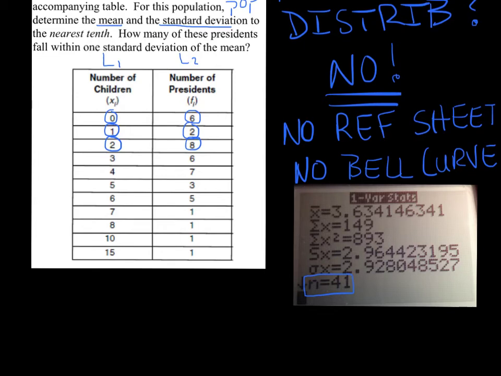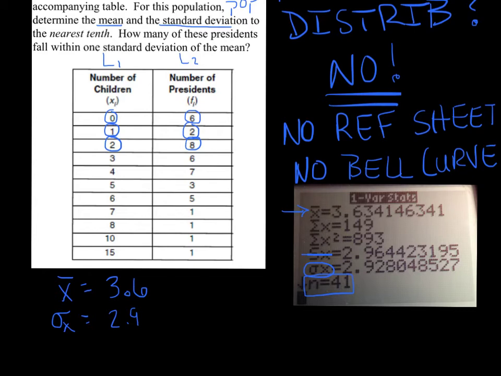We're going to round to the nearest tenth, so I'm going to say that my mean was 3.6, just looking right there. I'm going to say ignore the sample, go to the population. I'm going to say my standard deviation was 2.9. See, you would have got a different answer rounding to the nearest tenth with the sample. You'd have got about 3.0.